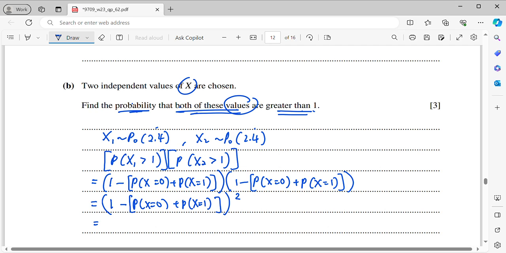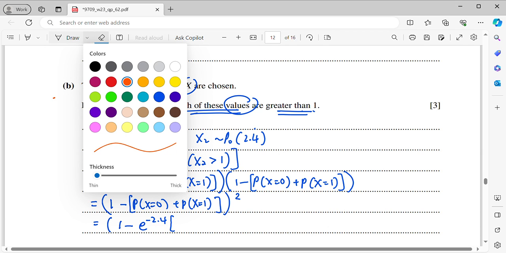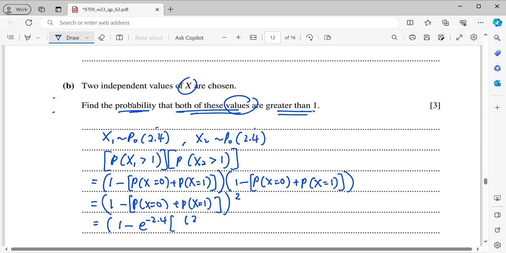Right? So then you will be getting 1 minus e to the negative 2.4, and then put another bracket. So 1 plus, okay, I show step by step working. It's supposed to be 2.4 to the degree 0 over 0 factorial, then plus 2.4 to the degree 1 over 1 factorial.